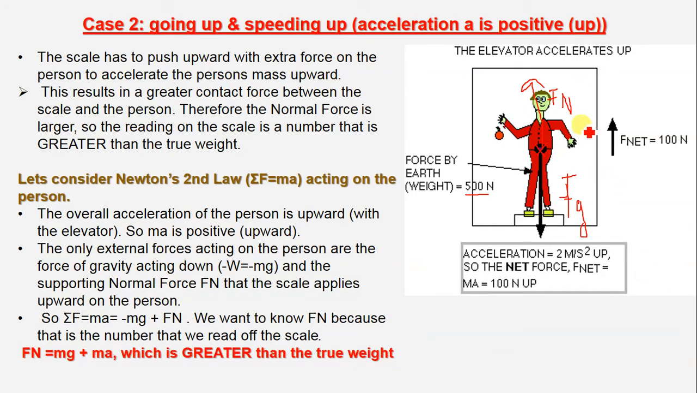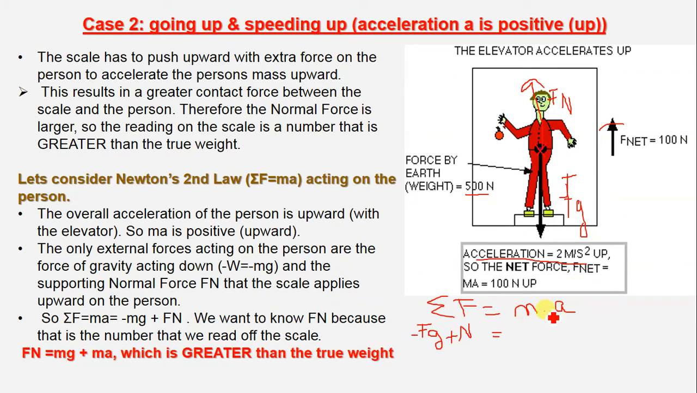Okay, let's see. Here you have two forces, and they are saying that the acceleration is 2 meters per second squared upward. The elevator is moving upward. Let's apply Newton's second law. Sum of forces is equal to ma. What is the sum of forces? It is negative Fg, because it's down, plus Fn, which I wrote here as N only, equals ma.